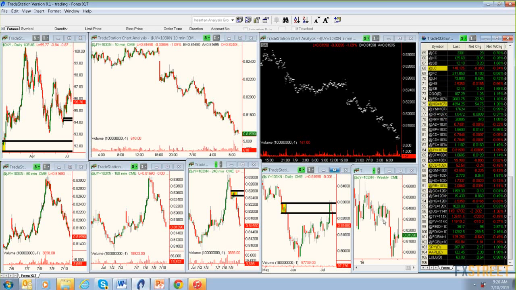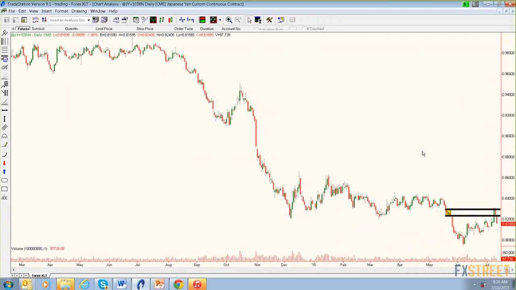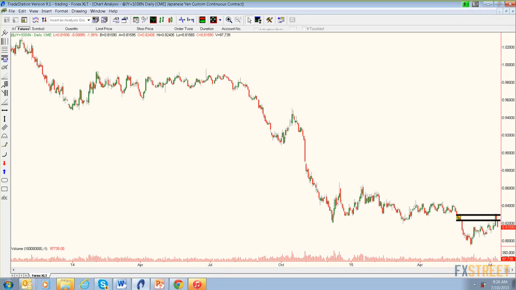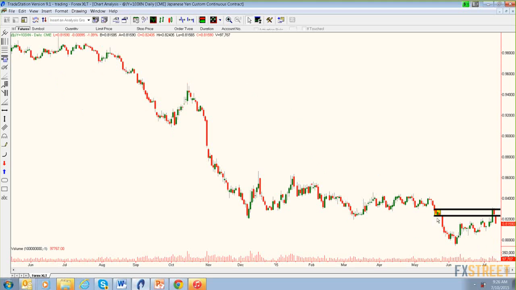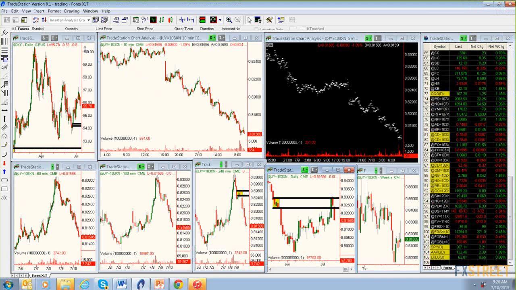So if you remember, we looked at this big weekly area, and then we came down to the daily and pinpointed this. And remember we said, look, even though the yen is down a ton, it's probably going lower because of this supply zone here. So price did come up into the level, went all the way into the level, and then turned. But it's okay. Let's now go down to a smaller time frame.